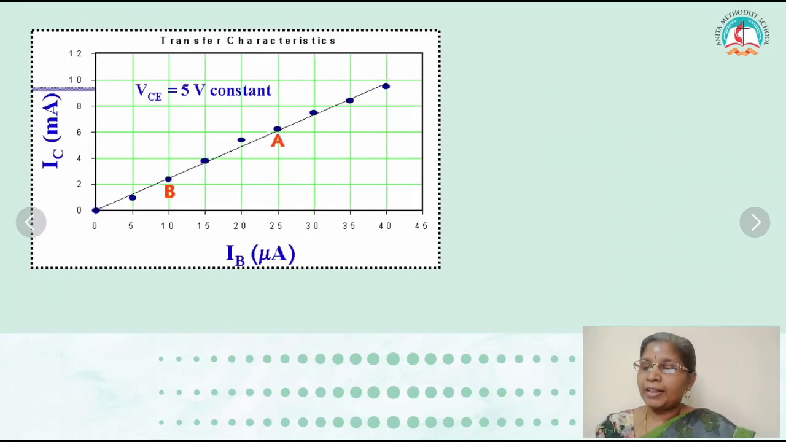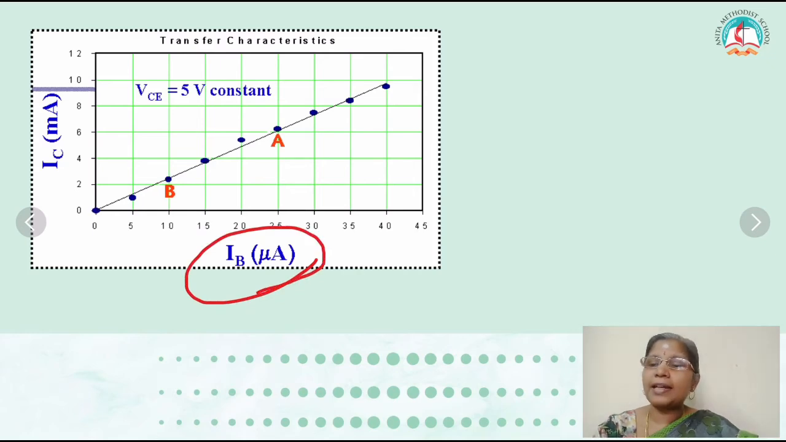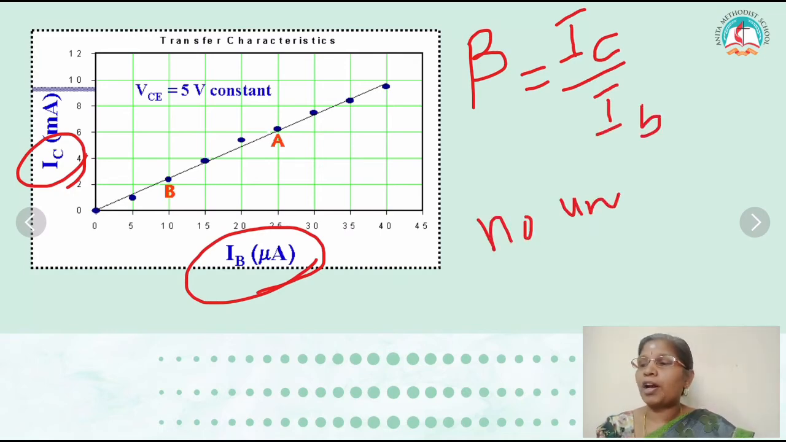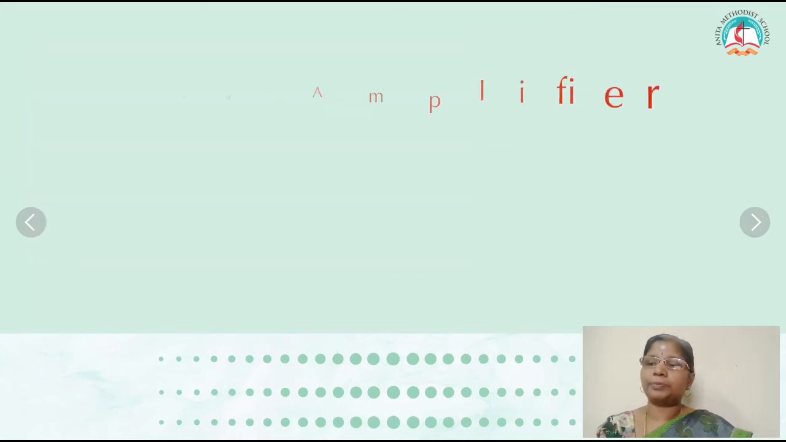Okay, now the next one is which one? Transfer characteristics. In the transfer characteristics, you draw a curve between IB, the base current, and the collector current, and here you calculate the value of current gain, beta equal to IC divided by IB. For this current gain, there is no unit because both are in terms of ampere, so no unit here.